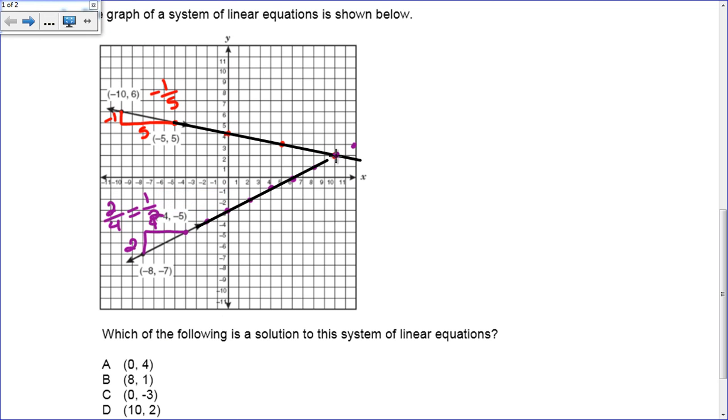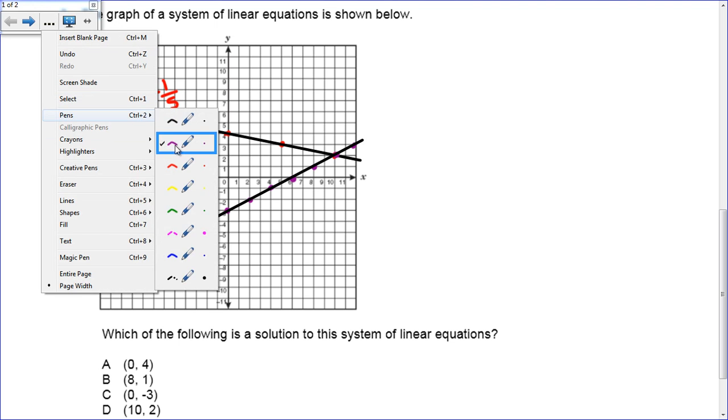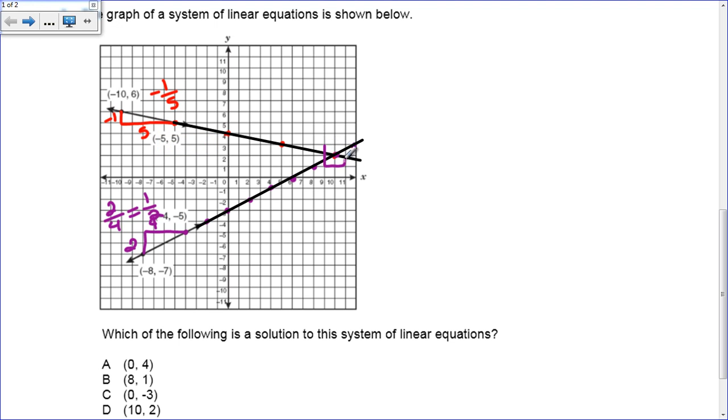So I can extend. And you should see now that my 2 lines intersect at this point right here. And if you will notice, that point right there is at 10, 2, which is answer choice D. So if you run across a problem like this, just extend your lines, find out their intersection point, and then be done.